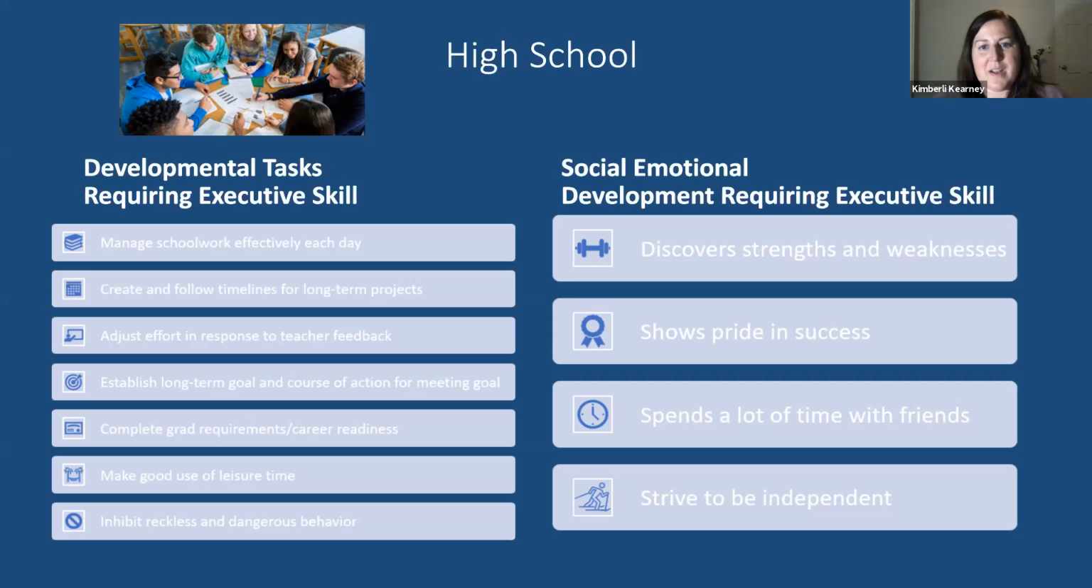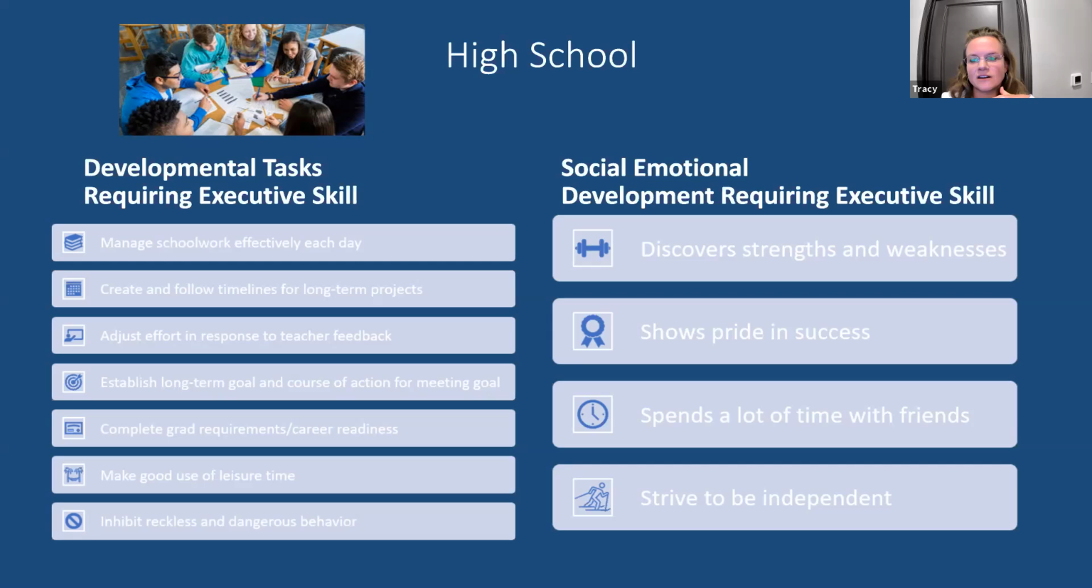There's a lot of metacognition during the social emotional development during this age. Discovering your strengths and weaknesses, thinking about what you are good at, what's going well for you, and some things that you may be struggling with. Showing pride in your successes, really valuing those social relationships and spending a lot of time with friends, and striving to be more independent.